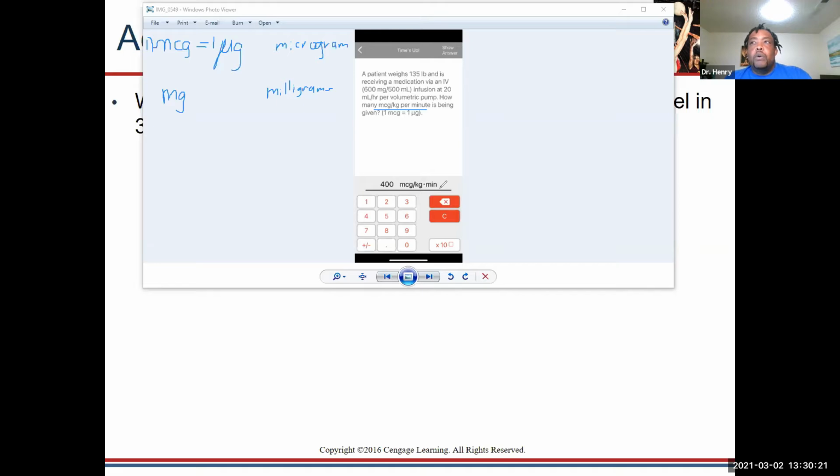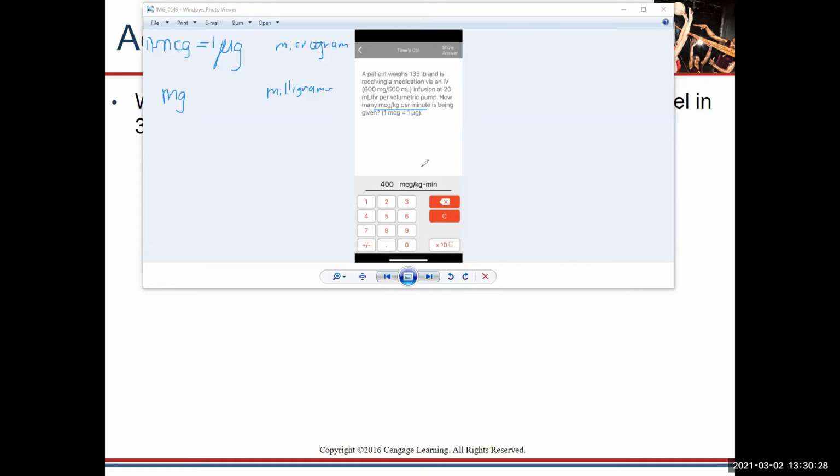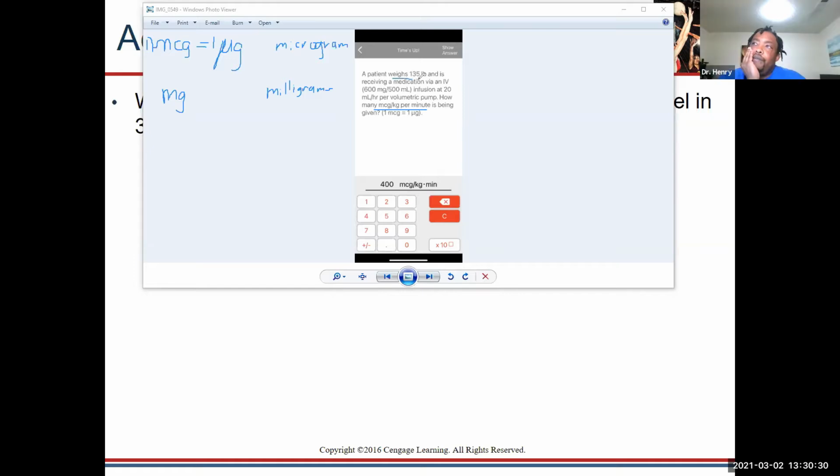So what's given to us? What are some of our givens? The patient weight, 135 pounds. So we're given the patient's weight. We know that one patient weighs 135 pounds. Looking at the units alone, this is what we're seeing: micrograms per kilogram per minute, right?